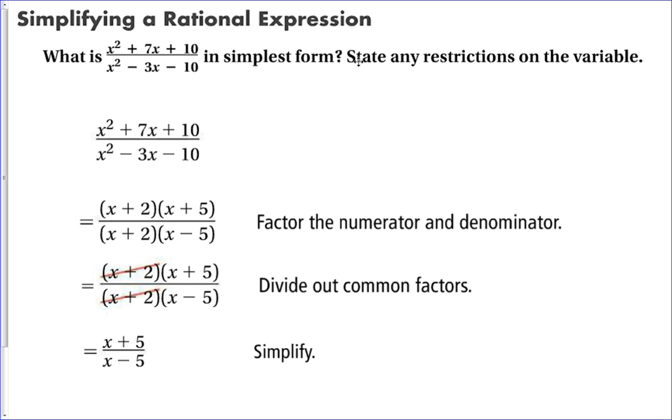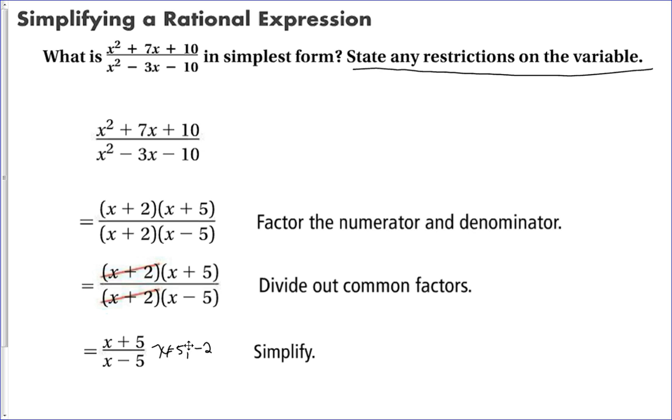Now, what does "state any restrictions on the variable" mean? Well, if we look here, we know that x cannot equal positive 5, because if x equals positive 5, we're going to be dividing by 0. But this expression here is mathematically equivalent to this expression here, but what we don't see down here is this x plus 2 in the denominator. Well, if we set this equal to 0 and solve for x, we get that x can't be negative 2.